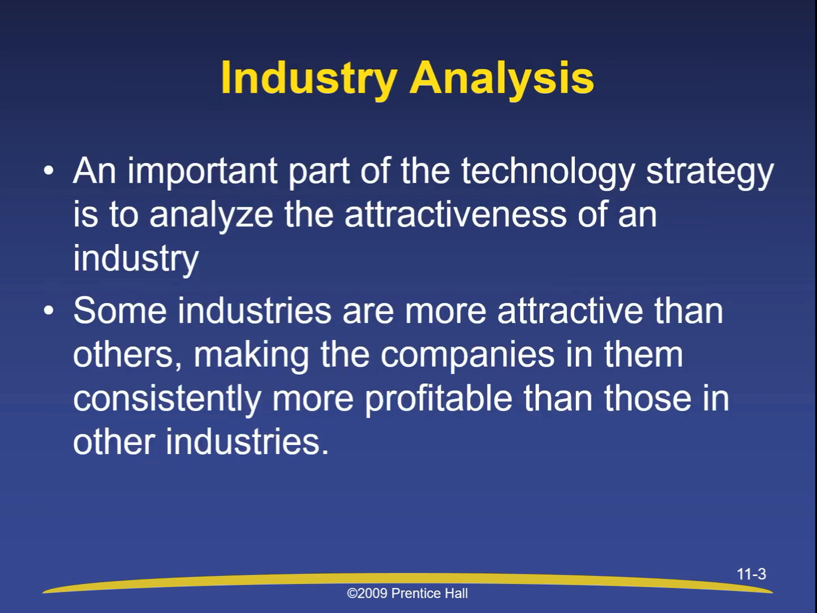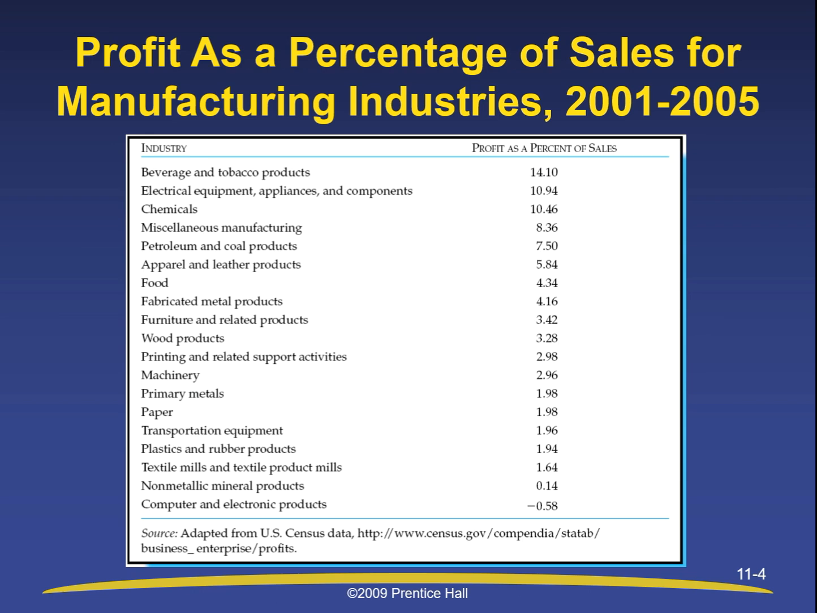Industry analysis. An important part of technology strategy is to analyze the attractiveness of an industry. Some industries are more attractive than others, making the companies in them consistently more profitable than those in other industries. Profit as a percentage of sales for manufacturing industries between 2001 and 2005. Looking at the table, we can see industry on the left and profit as a percentage of sales on the right.